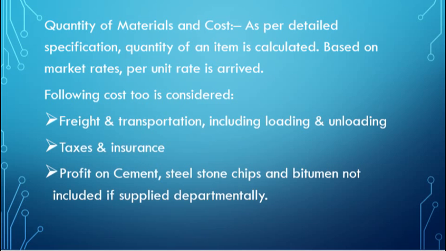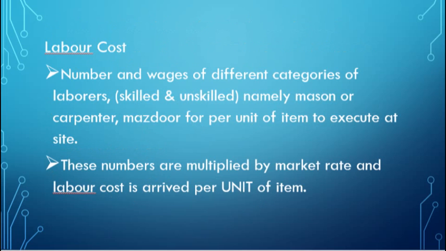Next is labor cost. Labor cost includes the wages of different categories of laborers, skilled and unskilled, namely mason, carpenter, mazdoor, per unit of item to execute at site. These numbers are multiplied by the market rate and the labor cost is arrived at per unit of item.